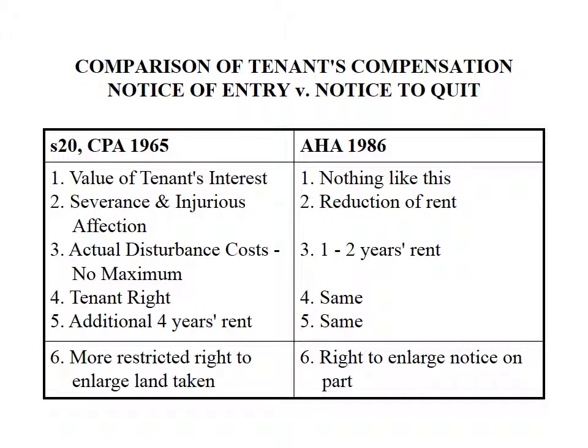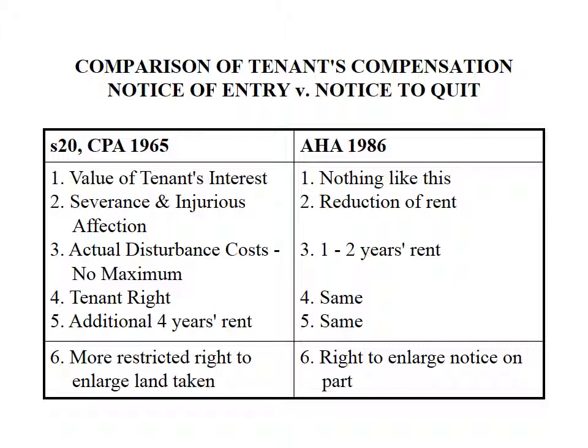Let's have a look at a comparison of the tenant's compensation between notice of entry and notice to quit. And here we have Section 20 of the Compulsory Purchase Act. We've got, as I've said, the value of the tenant's interest. We've got the severance and injurious affection. We have the actual disturbance costs, which are paid without any maximum, subject to proof of loss. We've got tenant right, and we've got the additional 4 years rent.